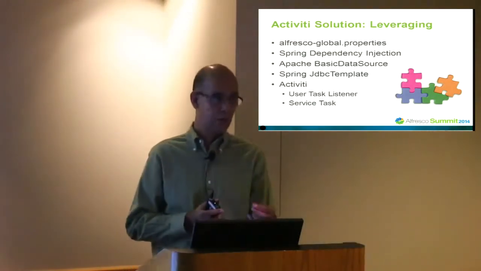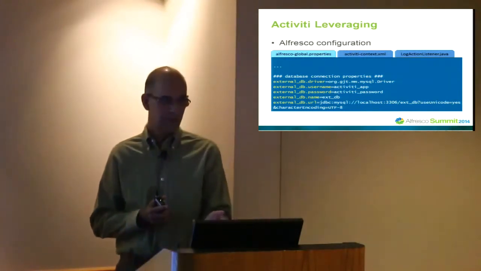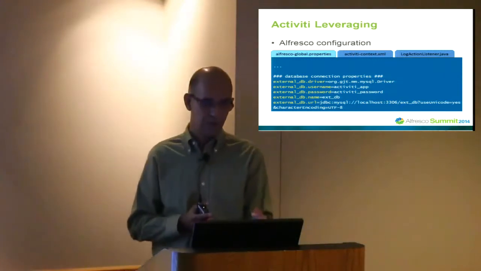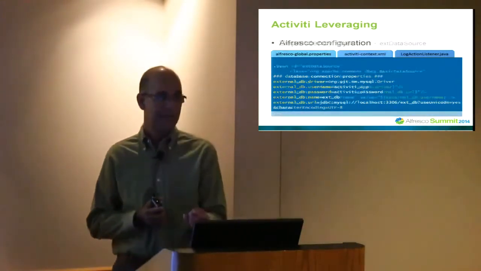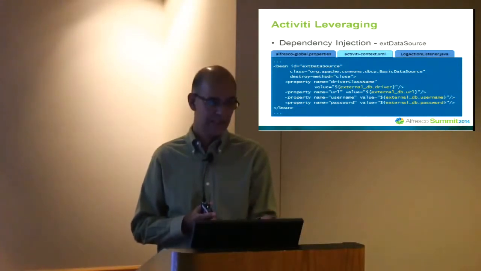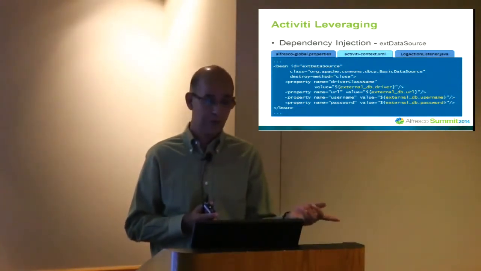Now, let's get into more detail. In the Alfresco global property file that you see here, I have put in definitions for the database connectivity. Notice I'm referring to a MySQL instance in this example. Later on in the Activiti context file, I am defining a bean called external data source, where it's referencing the properties from the global property file.